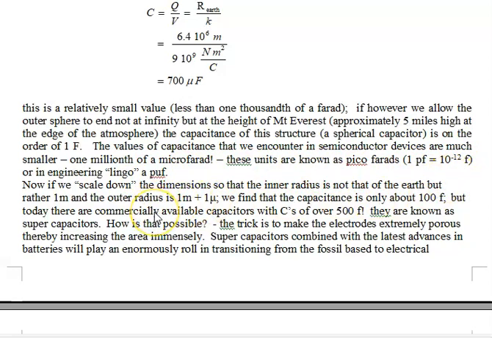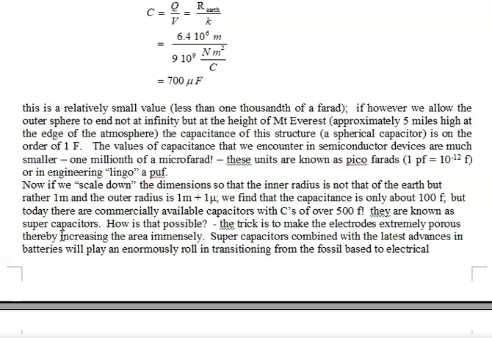Now, if we scale down the dimensions of the inner radius such that it's not of the Earth, but it's only 1 meter, that's still pretty big. It's about 3 feet. And then we let the outer radius go to 1 micron, we expect the capacitance of that structure to be huge because the distance between the inner sphere and the outer sphere is only 1 micron. But we find that it's only about 100 farads. Today, there are commercially available capacitors that you can hold in the palm of your hand, which are over 500 farads, and they are called supercapacitors.